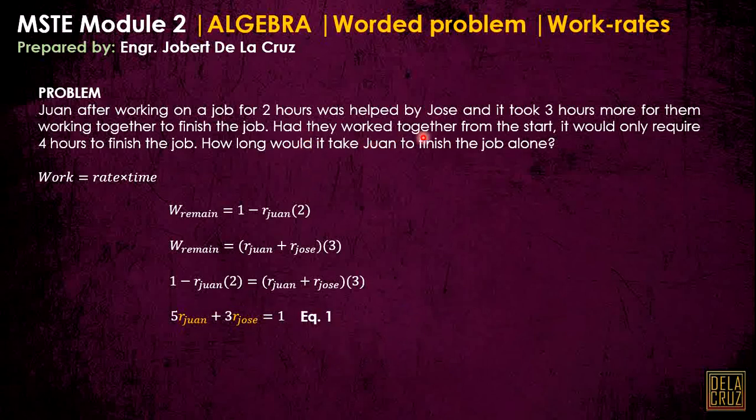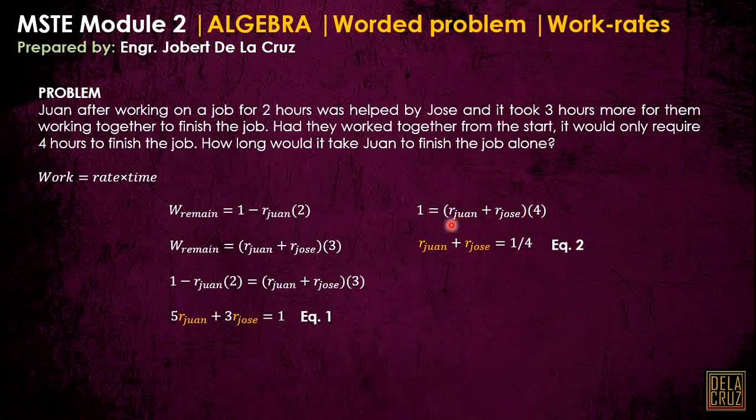Okay, had they worked together daw from the start, it would only require 4 hours to finish the job. Meaning, if nag-work sila sabay sa isang trabaho, matatapos lang nila yung trabaho in 4 hours. So we can just simply do it like this. Work, or one work, is equal to rate times time. We can rearrange this one into ganito. I just cross multiply yung 4 dito. And this will be our equation 2.